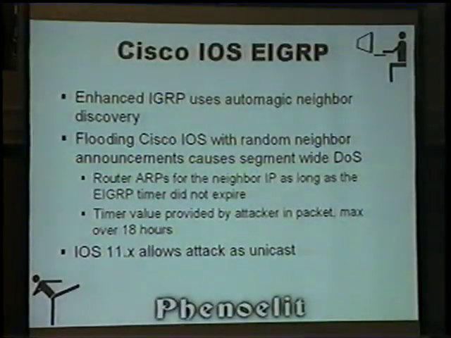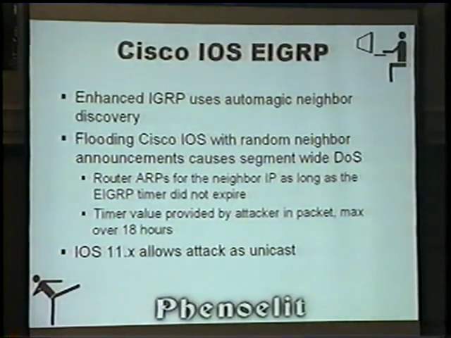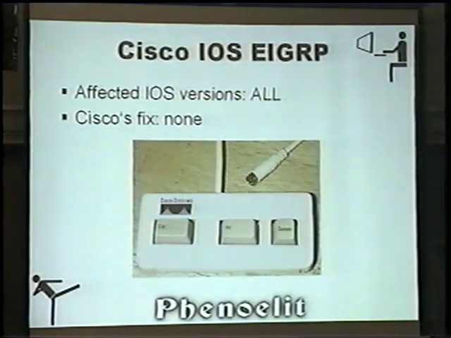For IOS 11, this is even possible to do as unicast. Usually, enhanced IGRP does multicast, but the 11 series doesn't really look at that. So you can even send it across the internet. The problem here is, as you see, all IOS versions are affected. But for some reason, Cisco's solution is kind of like, none. We're not going to fix it. And so I came up with this device here to fix the problem.